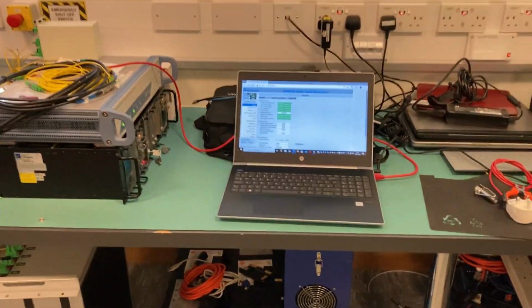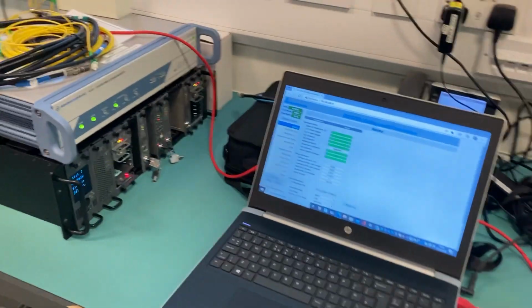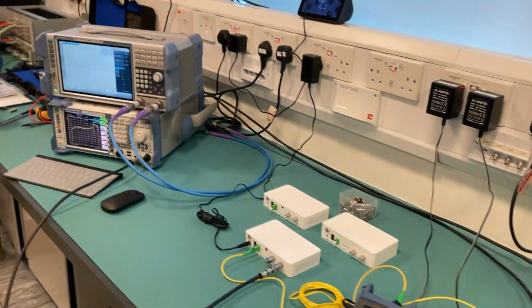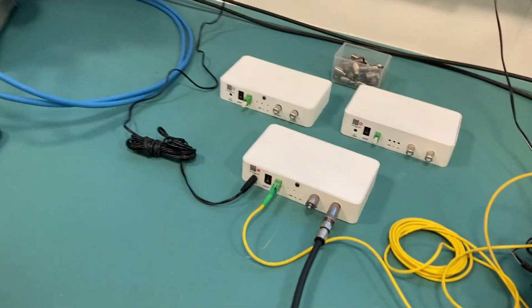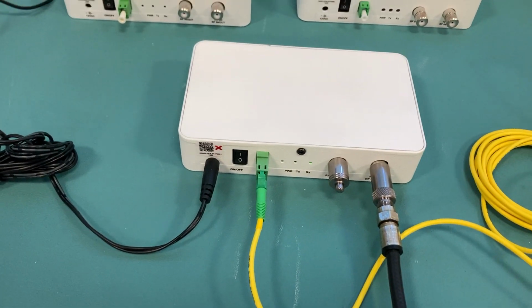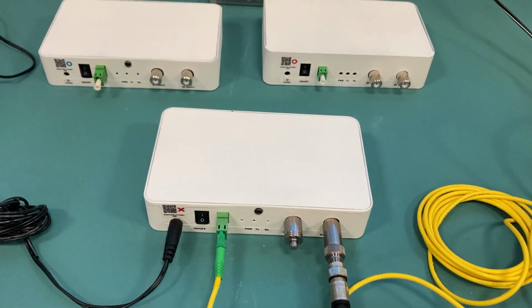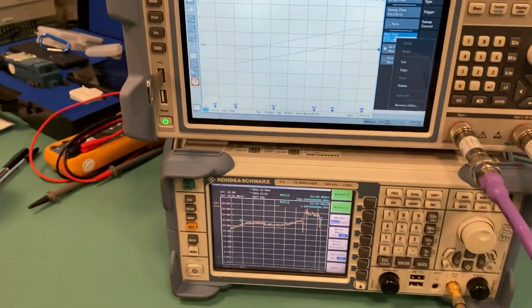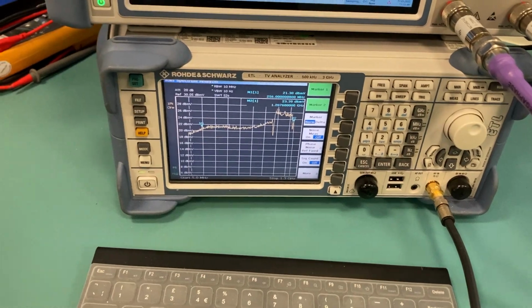This time, I'm Steve, by the way, so this time we're doing a downstream frequency response measurement on an ONU. It's this little white box here, but instead of using the vector network analyzer, which is the top unit there, we are now using a spectrum analyzer to measure frequency response.